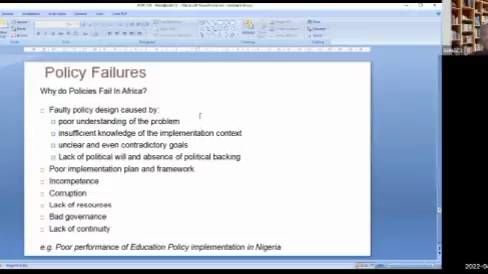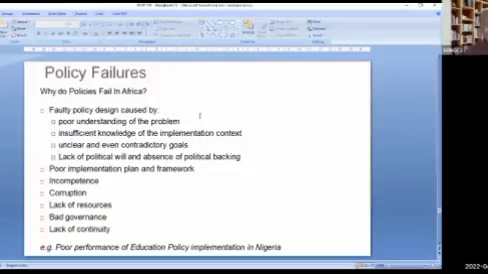Why do policies fail in Africa? Faulty policy design caused by poor understanding of the problem, insufficient knowledge of the implementation context, unclear and even contradictory goals, lack of political will and absence of political backing, poor implementation plan and framework, incompetence, corruption, lack of resources, bad governance, lack of continuity.